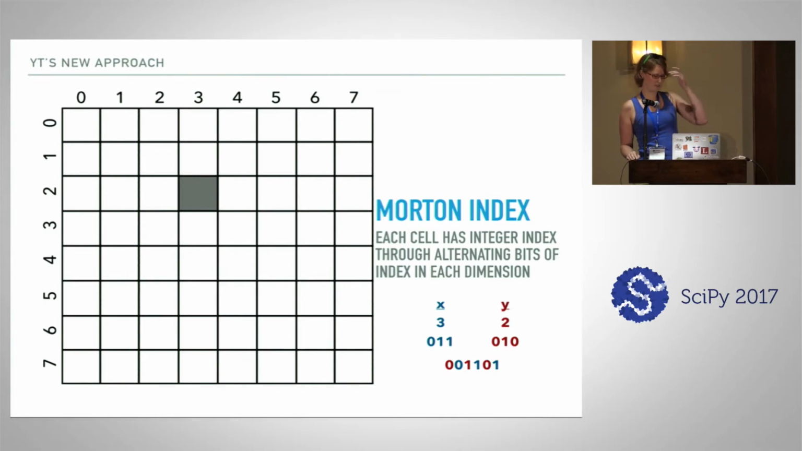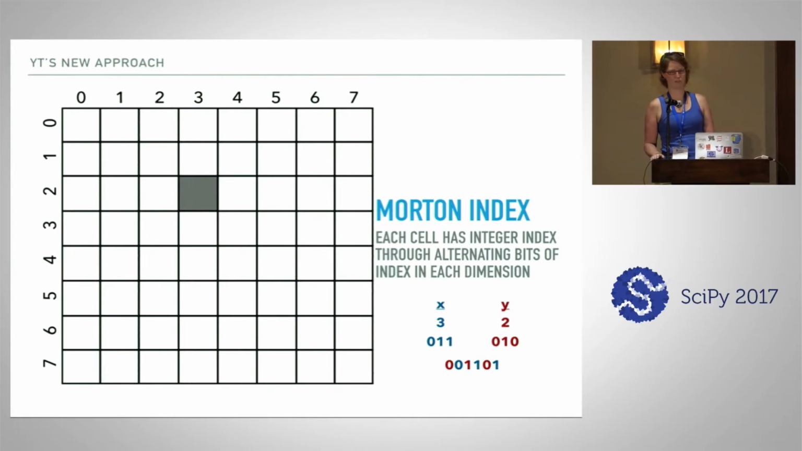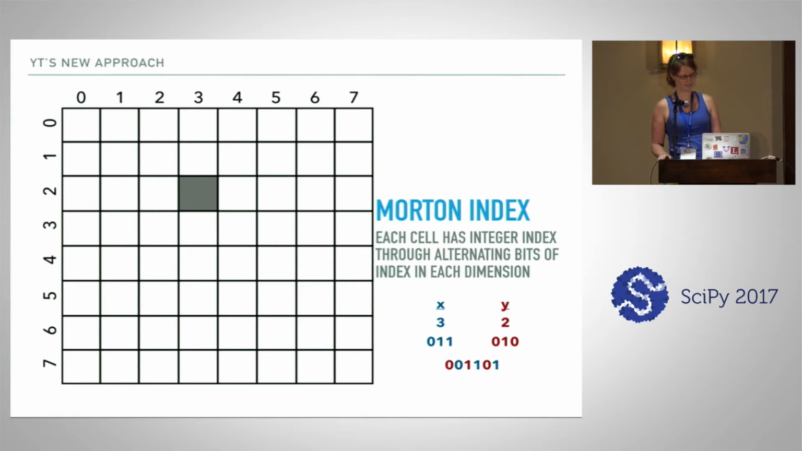So in this two-dimensional case, we have an x index of 3 and a y index of 2, and then we interleave the bits, and we get a new integer, which is the unique Morton index of that cell. And we can do this in any number of dimensions. Our data is usually 3-dimensional, so we use 3-dimensional Morton indices.